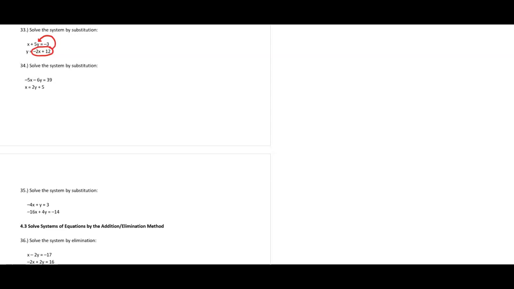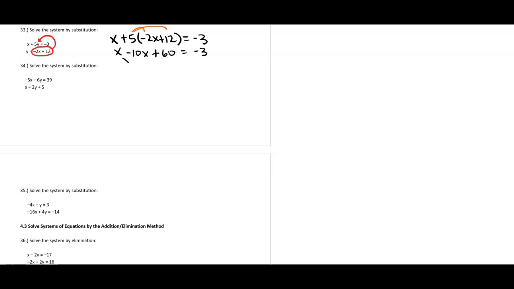So that gives me x plus 5 times the other stuff, right? So that negative 2x plus 12. And then equals negative 3. Right? Just putting that negative 2x plus 12 in place of my y. Now let's distribute. Right? Let's distribute that 5 through. So that will give us x minus 10x, then plus 60 equals negative 3.